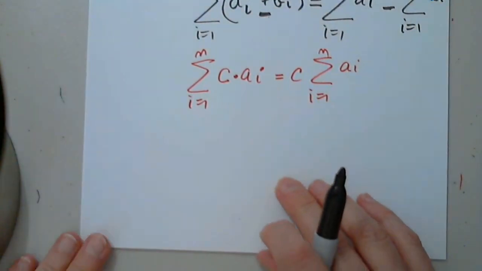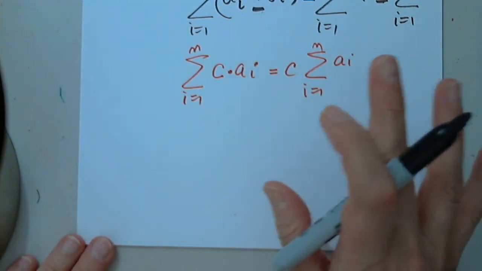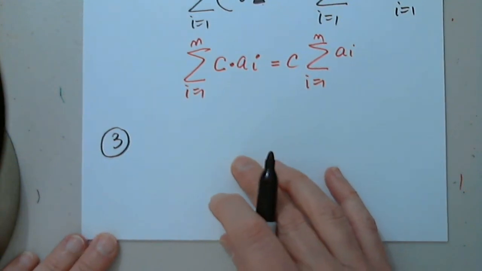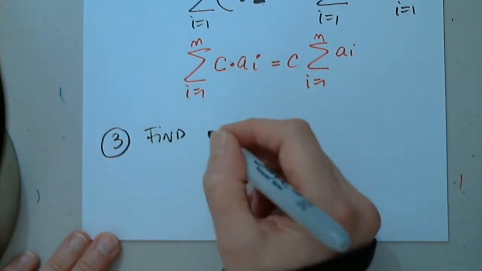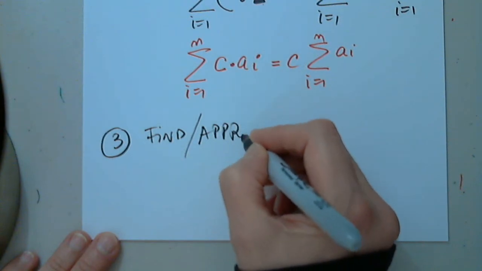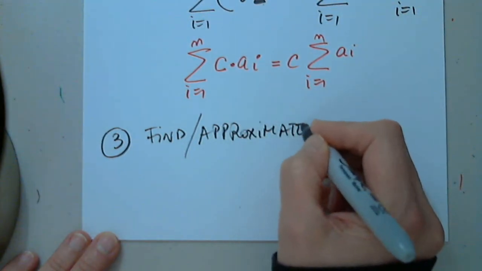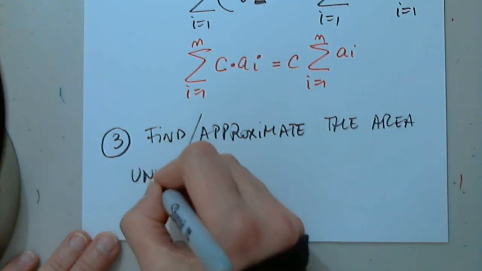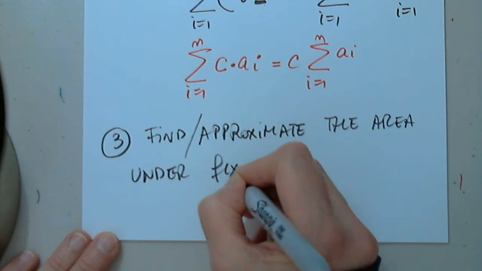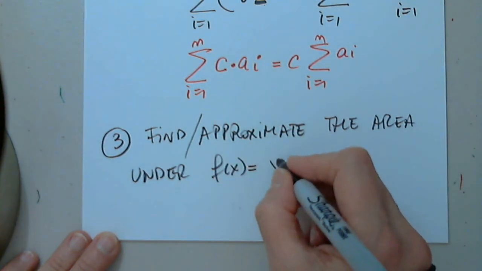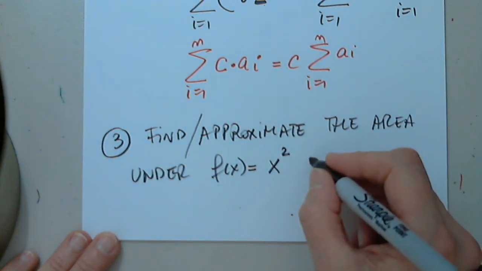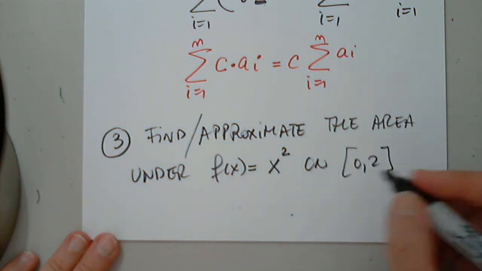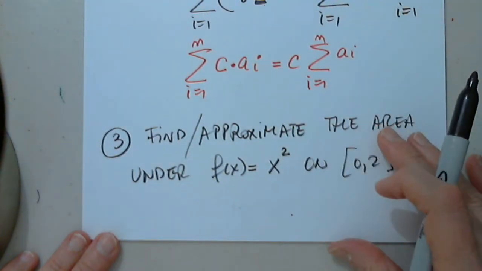Okay, so now here is why we just looked at what we just looked at. We want to find or approximate first the area under f of x. Very simple example, x squared, on 0, 2. Of course, between the x-axis and x squared.